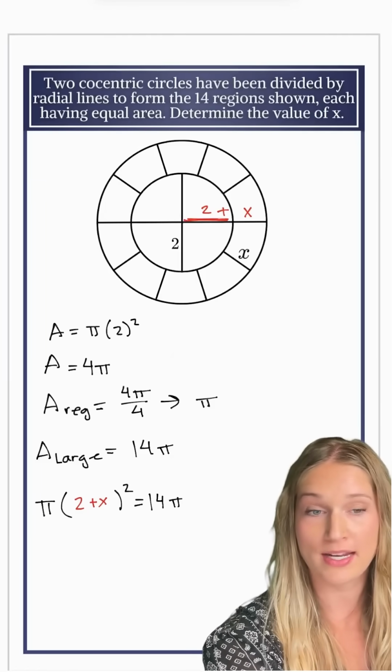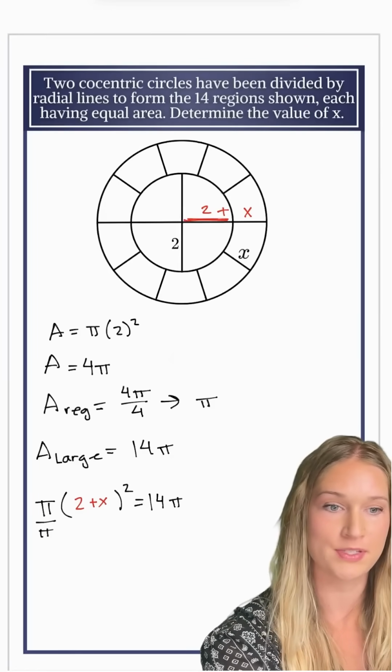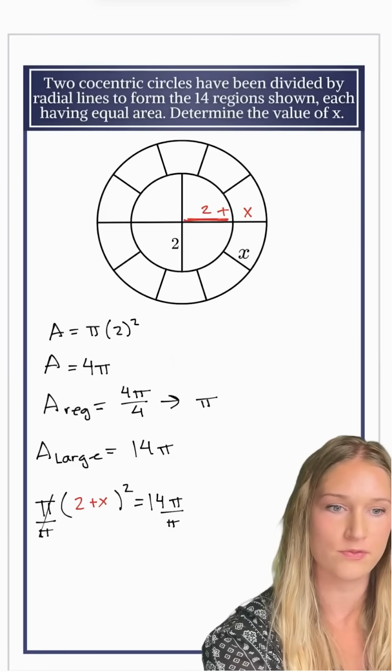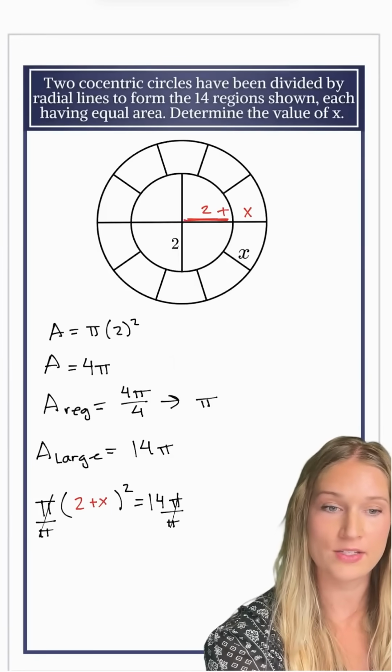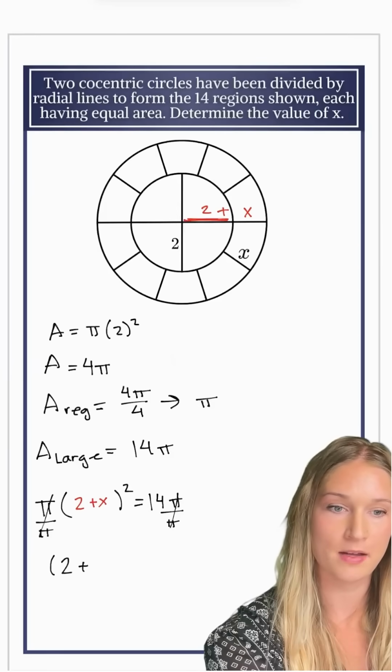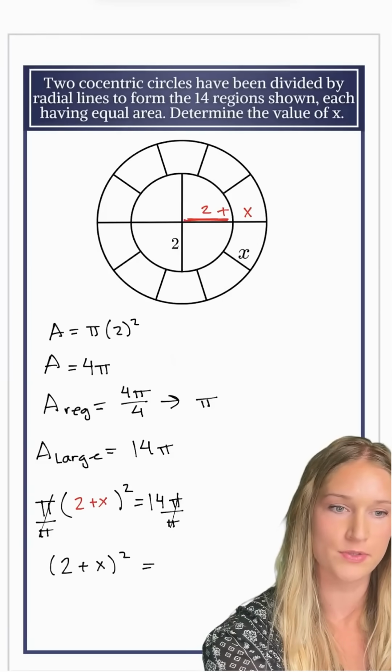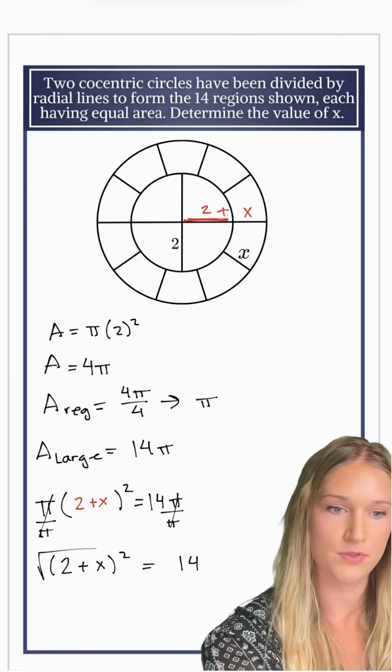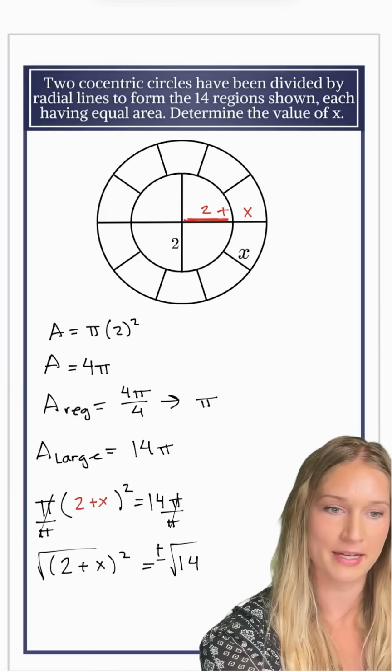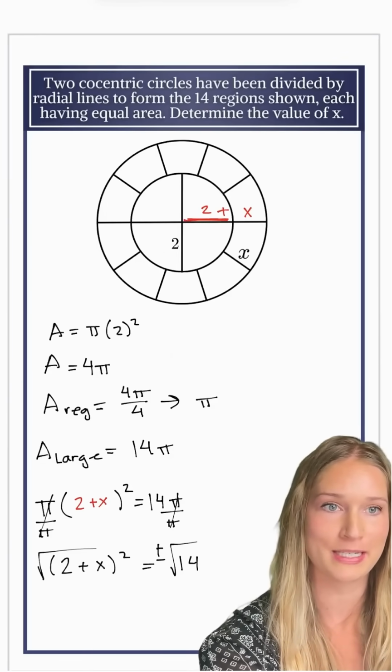Now I do notice that I have a common factor of pi on both sides, so let's go ahead and divide that out for ease, and then I can solve this remaining quadratic by just using square roots. So I square root both sides. Don't forget your plus minus. Let me go ahead and clean up a little bit so we can keep going.